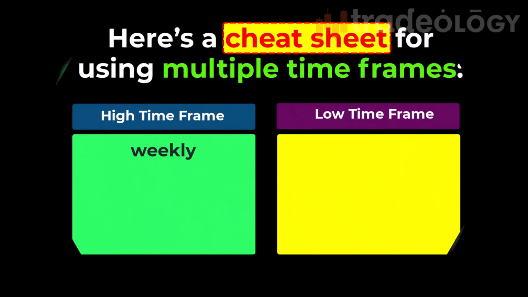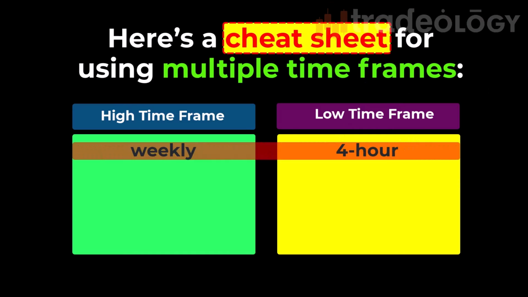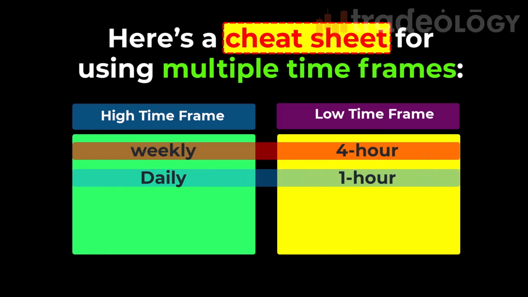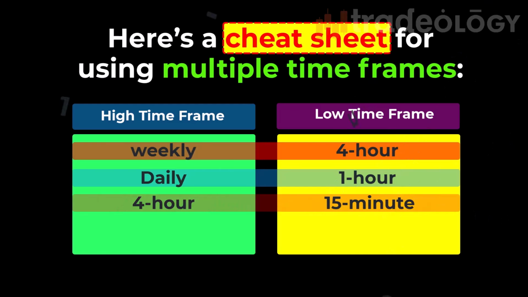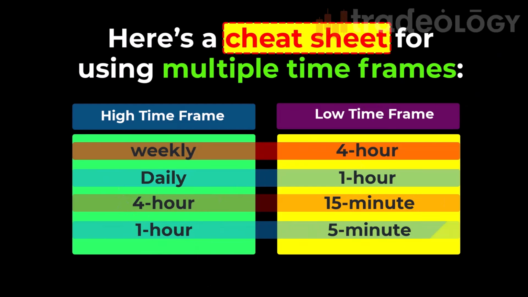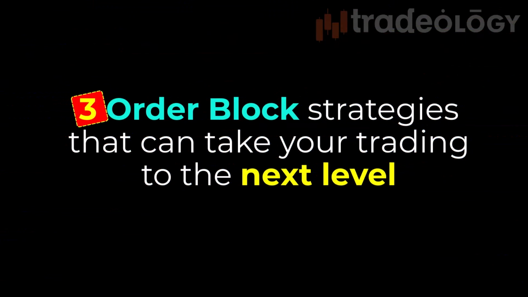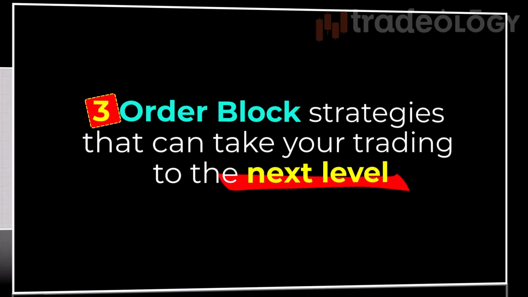Here's the cheat sheet for time frames. Weekly high time frame, 4-hour low time frame, daily high time frame, 1-hour low time frame, 4-hour high time frame, 15-minute low time frame, 1-hour high time frame, 5-minute low time frame, and boom. Alright, I'm about to drop 3 order block strategies that can take your trading to the next level. Let's kick it off.